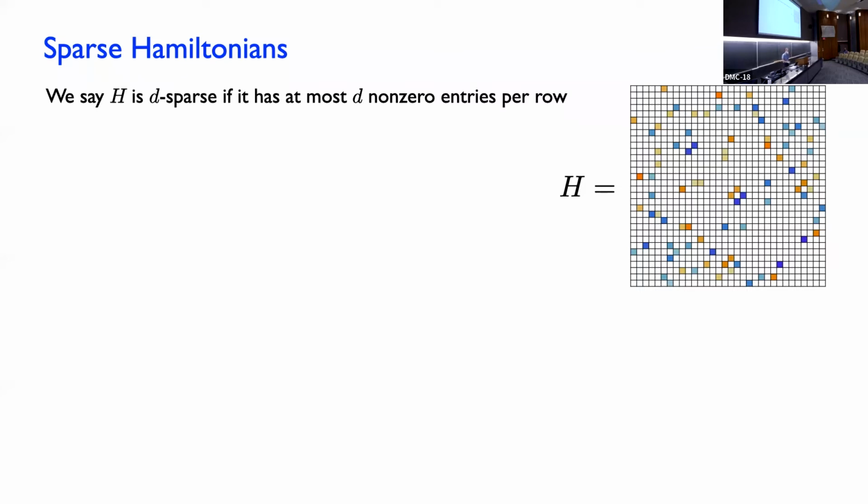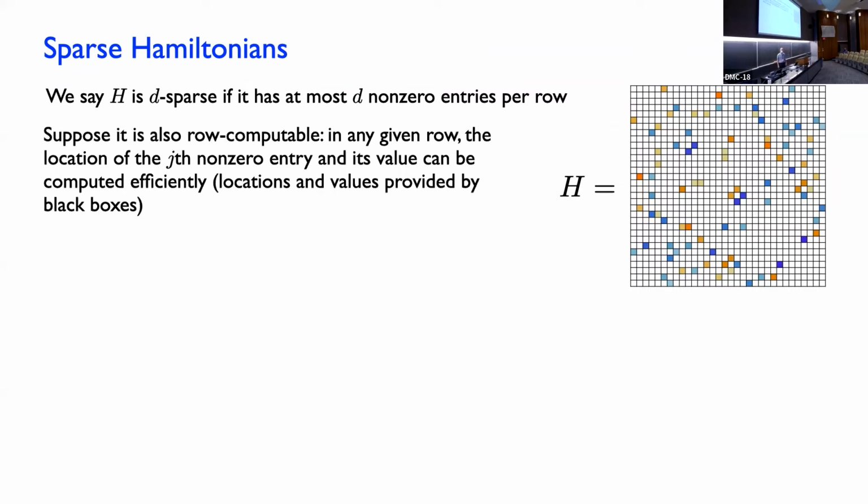And then what we would like to have, to be able to have a good handle on such a sparse Hamiltonian, to be able to simulate it efficiently, is an additional property, which is what's sometimes called row computable, which means that in any given row, we can find where the non-zero entries are. So let's say we can ask, where is the jth non-zero entry for some j that we specify? So where is the first non-zero entry? Where is the fifth non-zero entry, et cetera? And we have some black box, some function that we can efficiently execute that will tell us what is the location of that non-zero entry, and also what is its value.